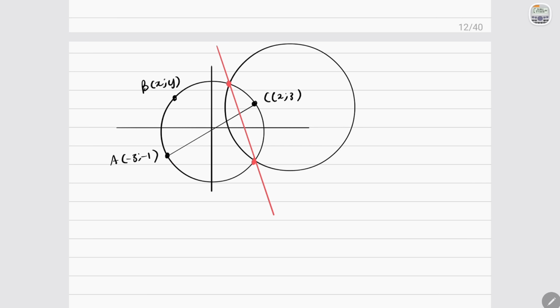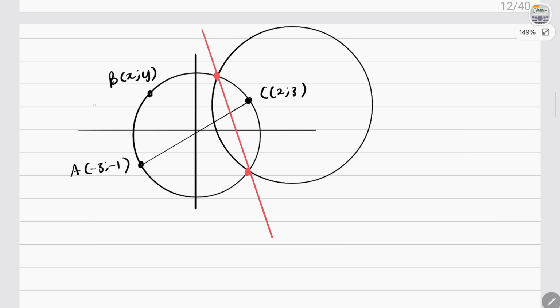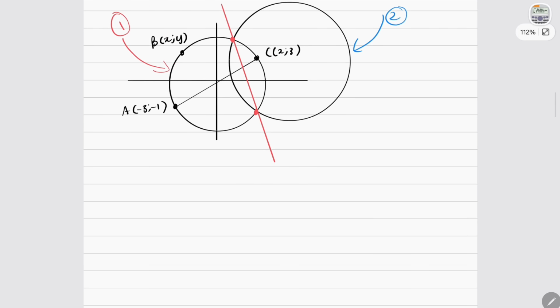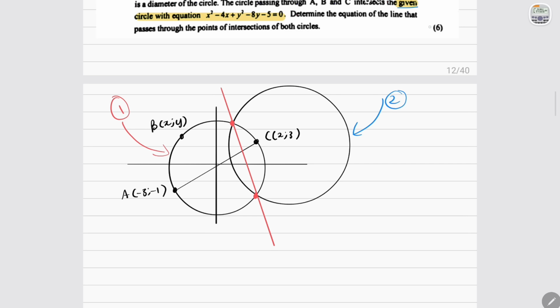Again, this is going to be a case of simultaneous equations. So what we're going to need is the equation of circle A, this circle, and then we need the equation of this circle, and we are going to work with them as if we're working with a simultaneous equation.